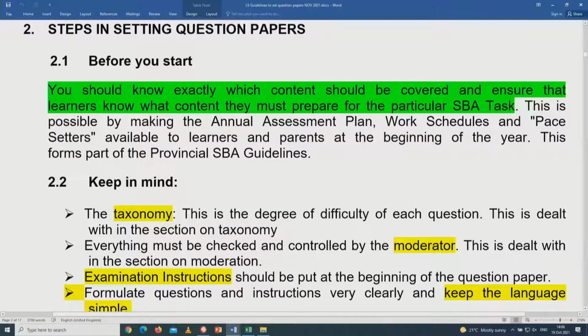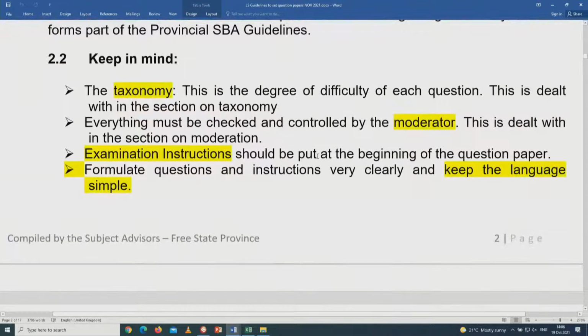First of all, very important, you should know exactly which content should be covered and ensure that learners know what content they must prepare for that particular SBA task, in this case, final assessment tasks for the end of 2021. You must keep in mind, first of all, the taxonomy. That refers to the degree of difficulty of each question and is dealt with in the section on taxonomy that will follow later. Everything must be checked and controlled by a moderator.